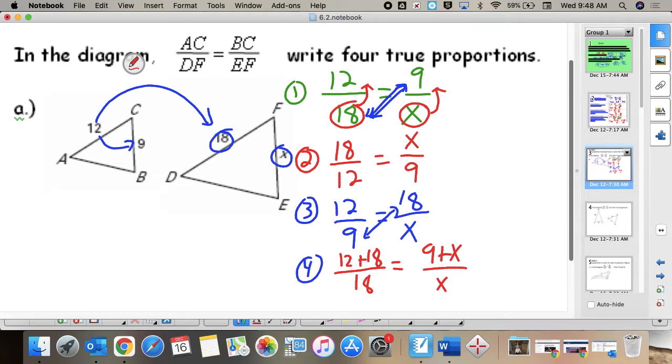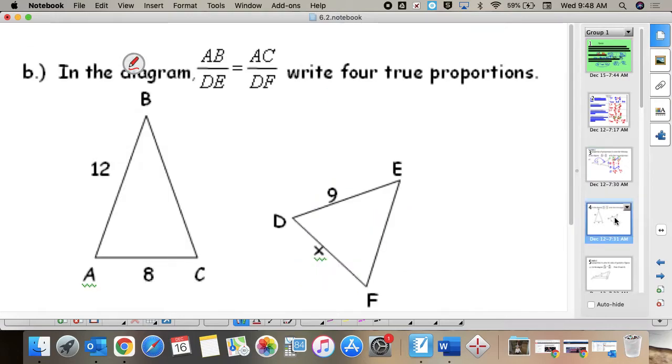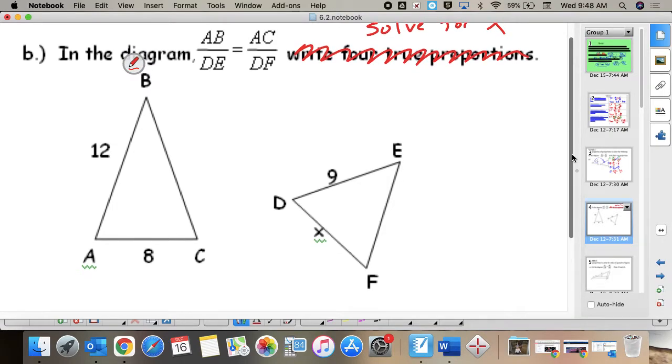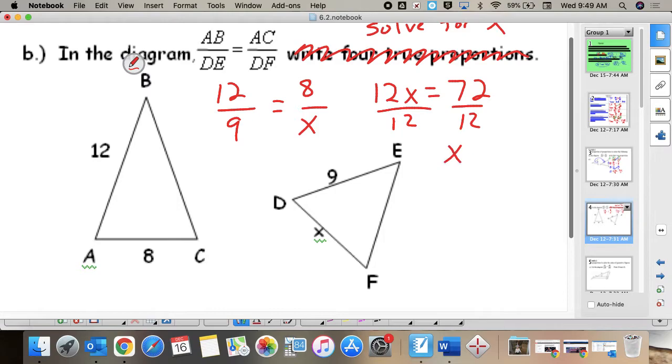In B, I'm going to change the directions on us. Instead of writing all 4 of them, I don't care which one you create. I want you to solve for X. That's ultimately the goal, to go through and solve for X. So we'll fill it in. AB is 12. DE is 9. AC is 8. DF is X. Cross multiply, we get 12 times X is 12X. 9 times 8 is 72. And we divide. We get X to equal 6.